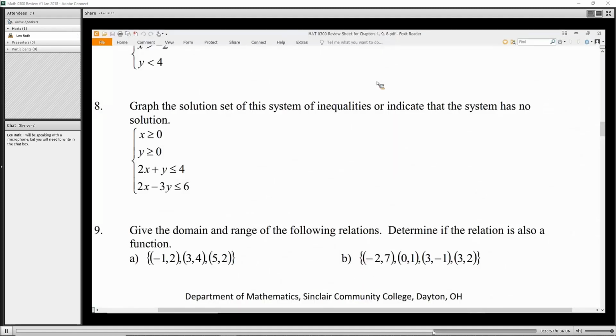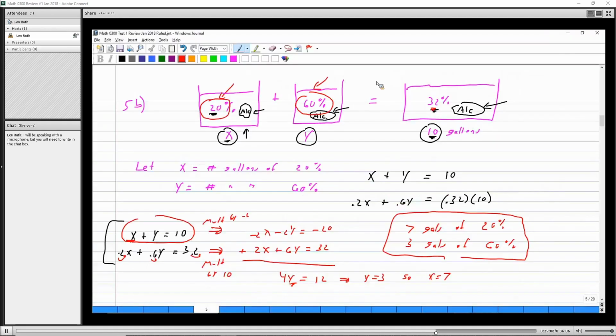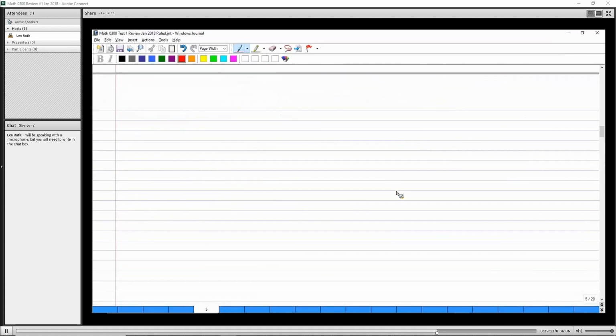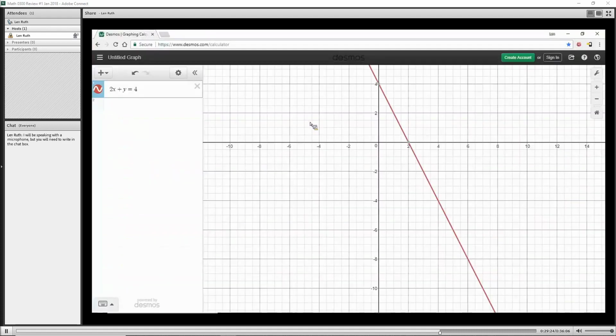But we want the inequality, 2x plus y less than or equal to 4. So that means you want the line, but you also want to shade on one side. Let me write this on the other page. So we're doing 2x plus y less than or equal to 4. We already graphed the line, and then I'm trying to decide which side to shade on. I can either shade below the line or I can shade above the line.